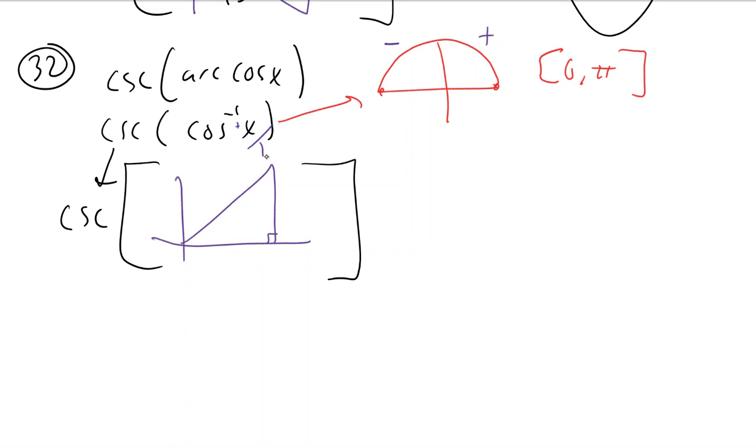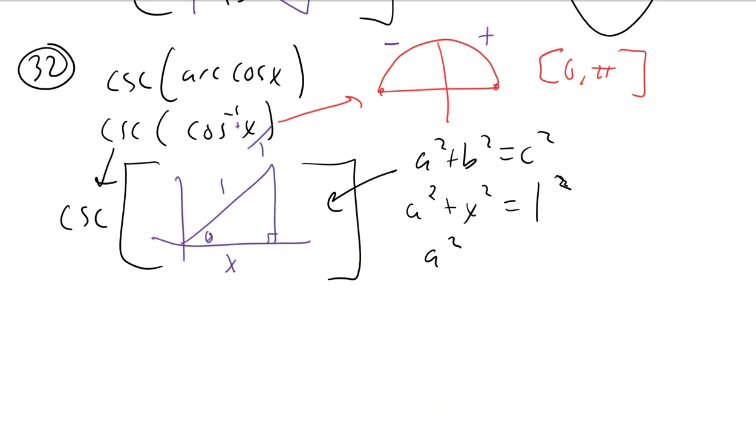X as a fraction is x over 1. Cosine is always adjacent over hypotenuse, so that should be the setup of our triangle here. And since this is in terms of x, this is probably going to be in terms of x too. So still Pythagorean theorem. So it looks like this length is the square root of 1 minus x squared.